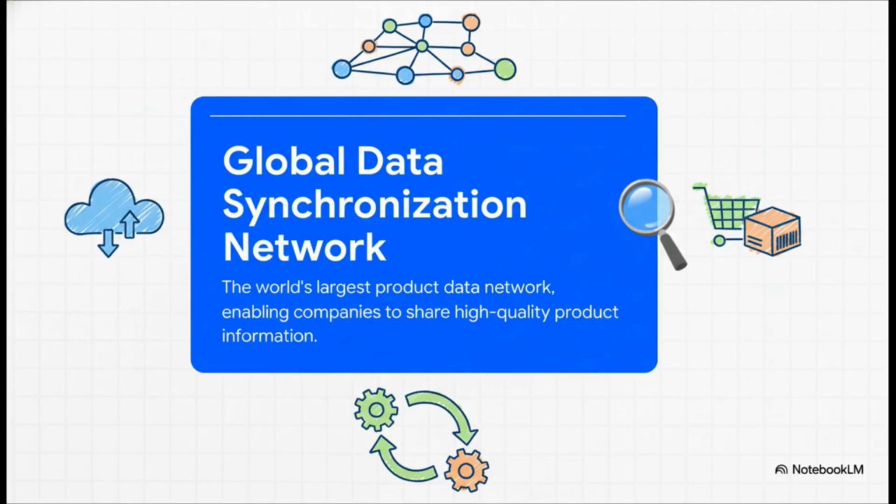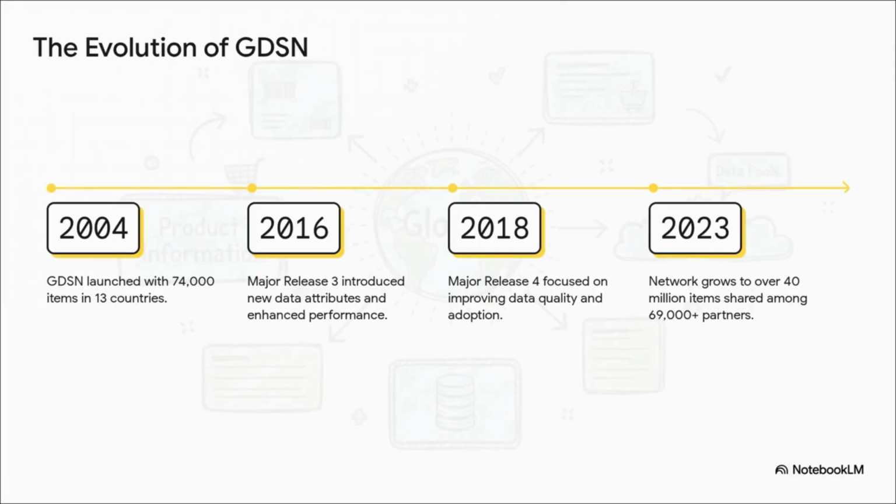It creates a single source of truth that everyone can rely on. And just to give you a sense of scale, this thing is huge. It started back in 2004 with around 74,000 products. Fast forward to today, and the network is handling data for over 40 million items, connecting nearly 70,000 companies across the globe. This isn't some experimental system. It is the proven stable standard for global commerce.